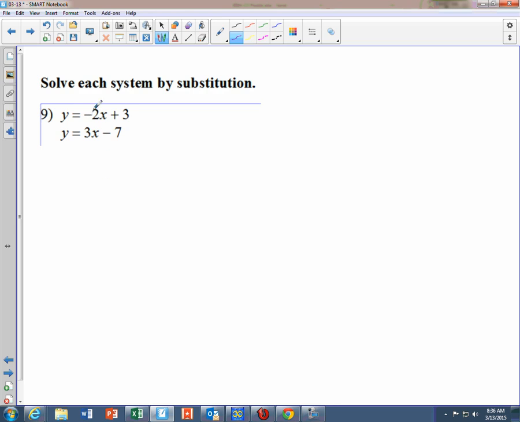So what do I do with this negative 2x plus 3? Just put it in for y. Negative 2x plus 3 equals 3x minus 7. Okay. Can I combine negative 2 and 3? No. Why not, Martin? You can put it in your own words if you want. Well, they each have a variable.